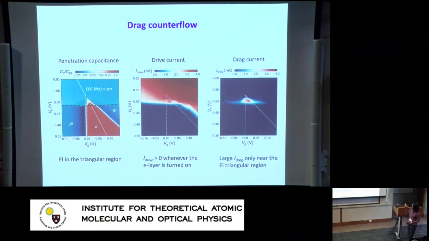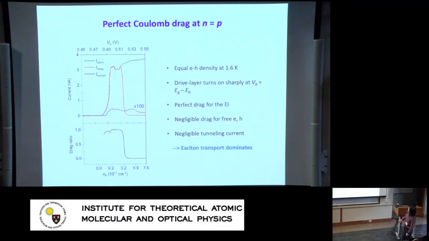And the point is this drag current. Now you see that the hotspot is showing up only in the regime when we have excitonic insulator, so in this triangular regime. Next I would like to show you a line cut. I'm going to cut through this line, which is the line where hole density equals electron density, and the temperature is 1.6 Kelvin.